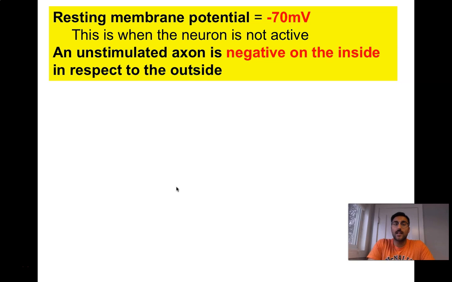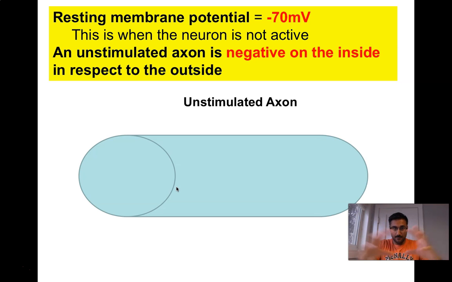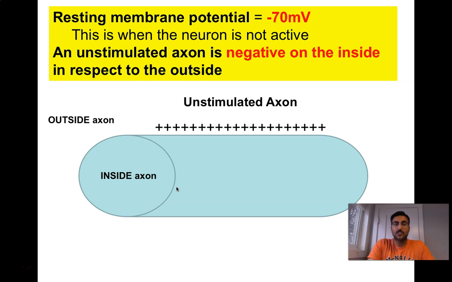So an unstimulated axon or neuron is negative on the inside in respect to the outside. So we're going to keep looking at a neuron. Imagine a tube. And inside that neuron at rest, it's got a charge that's negative in comparison to the outside of that neuron. So here's the neuron I'm trying to talk about here. It's unstimulated. We've got the outside and we've got the inside of that neuron or axon. Outside the neuron at rest, it's positively charged in comparison to the inside of that neuron, which is negatively charged. And so what we say is the membrane potential, or the difference between the outside and the inside at rest, is negative 70 millivolts.